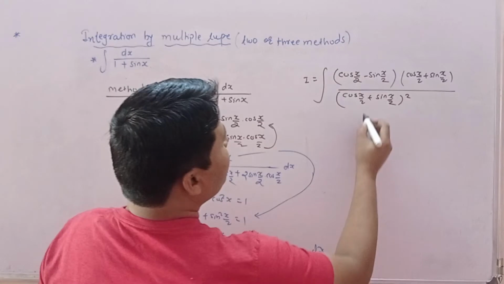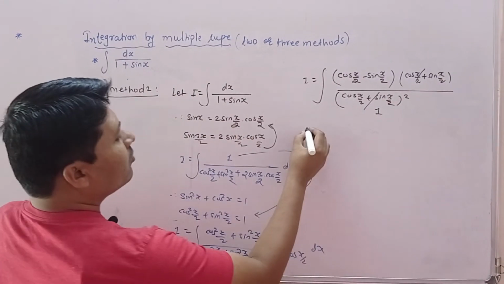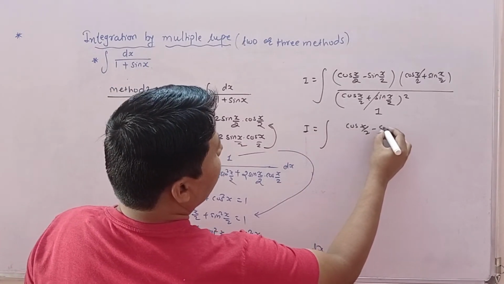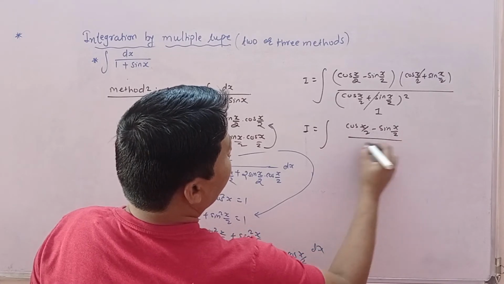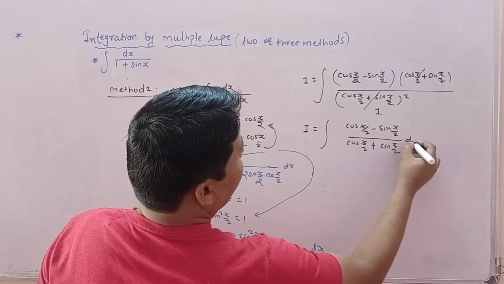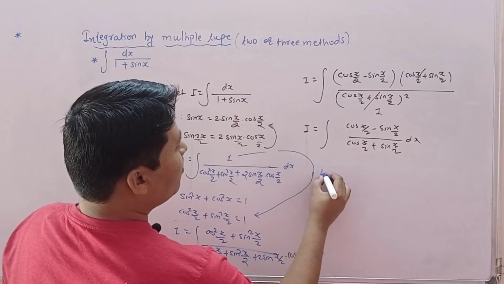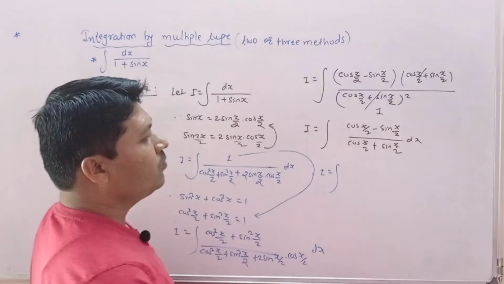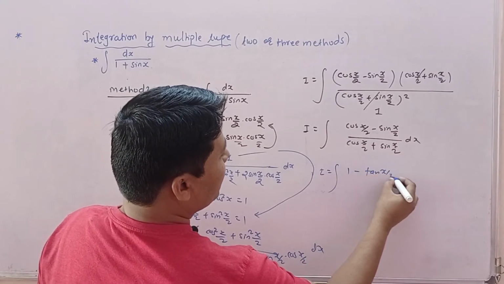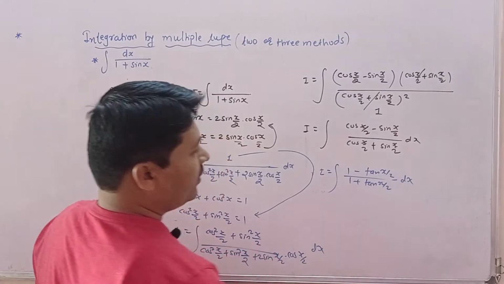Now we observe that one term is cancelled and one term remains. Therefore I is equal to the integral of (cos x by 2 minus sin x by 2) divided by (cos x by 2 plus sin x by 2) dx. Now we divide throughout the numerator and denominator by cos x by 2, and we get (1 minus tan x by 2) divided by (1 plus tan x by 2) dx.